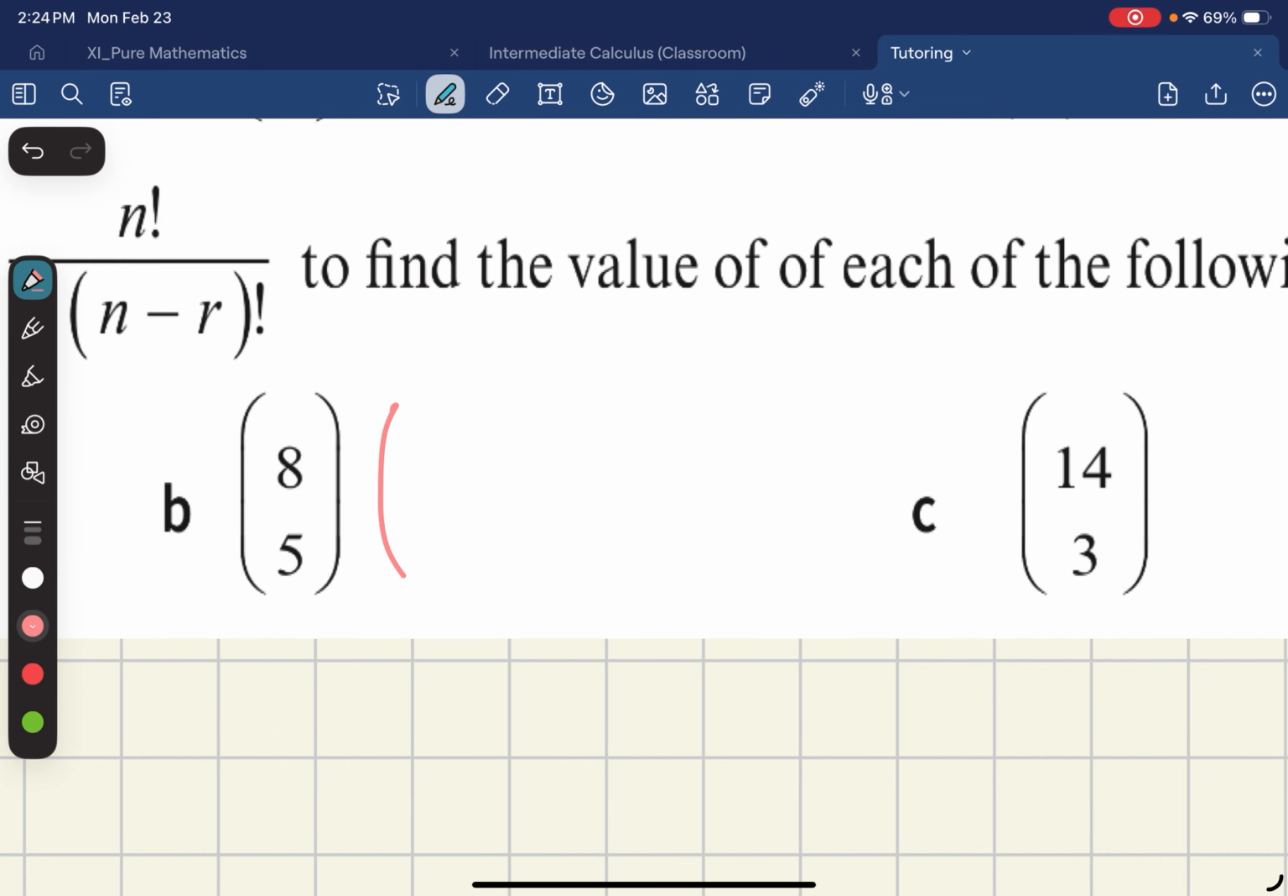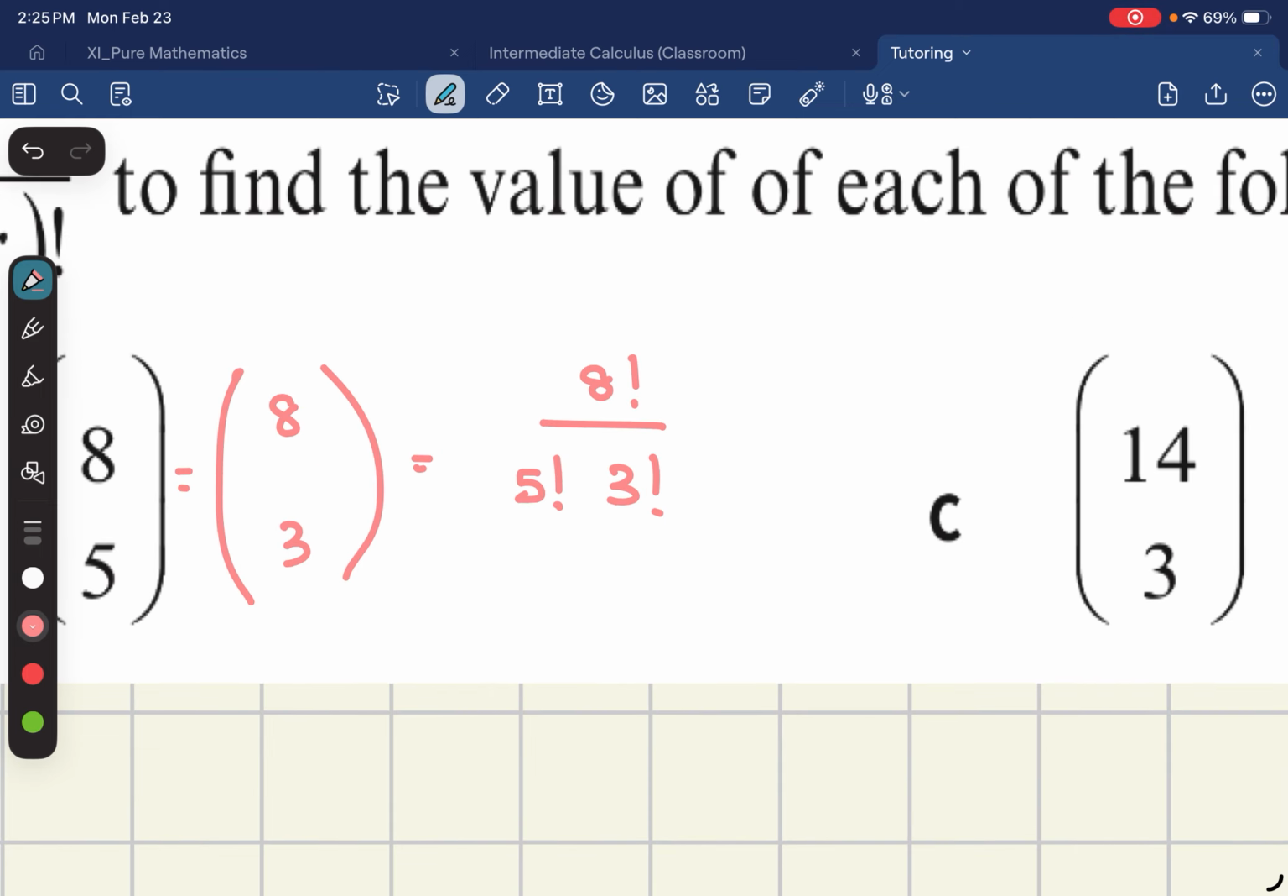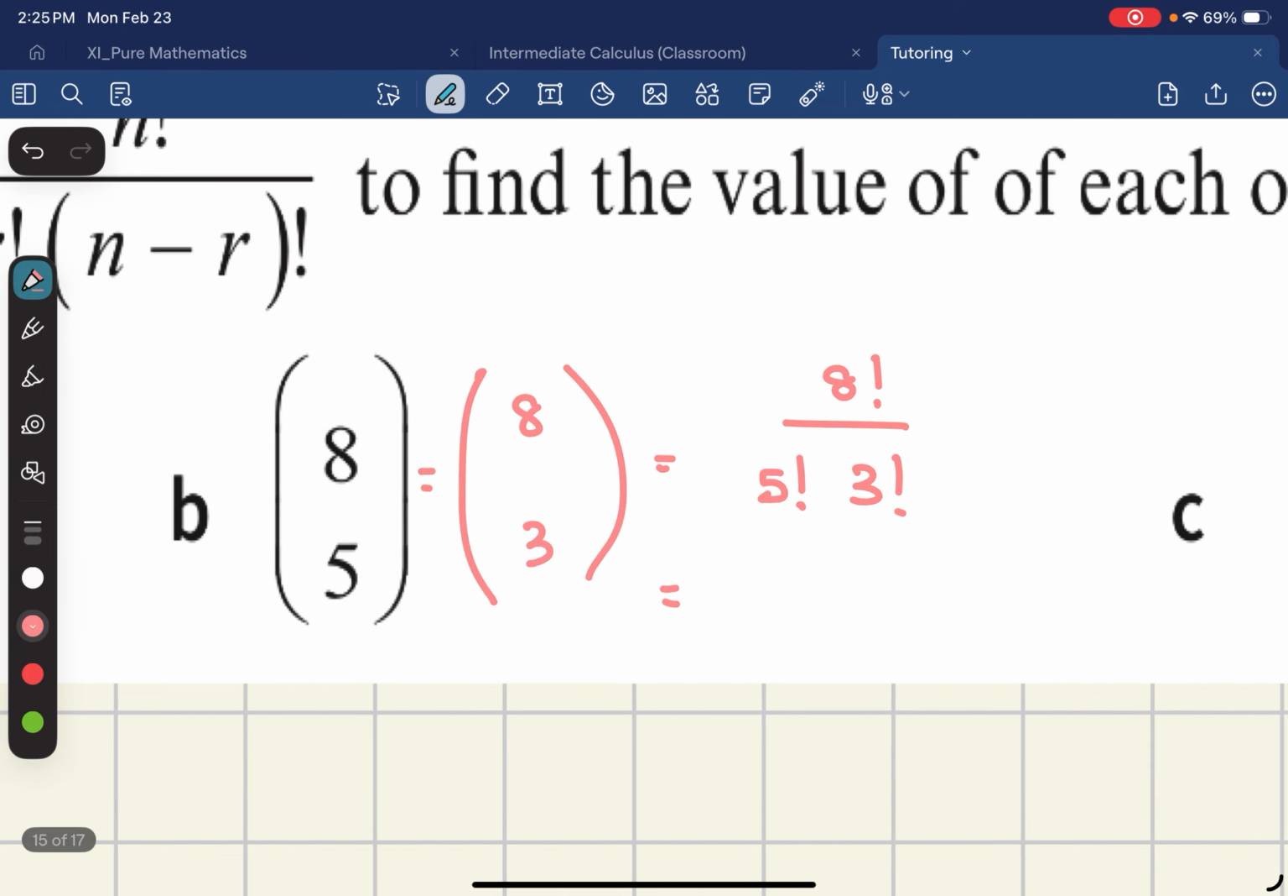8 choose 5. That is harder to do. This is equal to 8 choose 8 minus 5. And that is just 3. And 8 choose 3 is going to be 8 factorial divided by 5 factorial, since 8 minus 5 is 3, and 8 minus 3 is 5, over 3 factorial, right? And if you just started with this, you're going to get this expression as well.